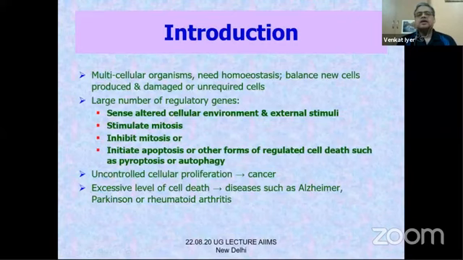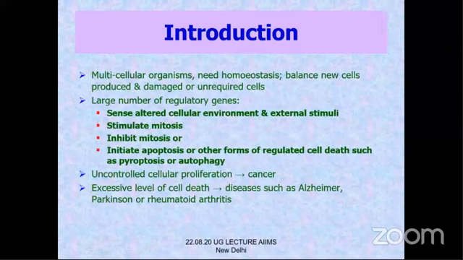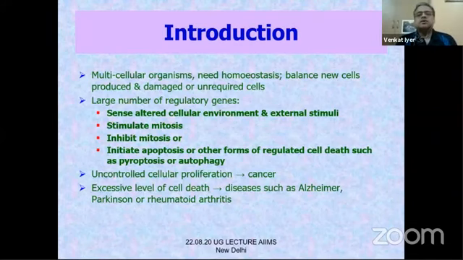So why do we have this kind of endogenous death programs? When organisms evolved multicellularity, it was a very long time ago, maybe 700 million years ago. There was a need to have control over the number of cells. That means that you need homeostasis of the cell number. You have to balance new cells produced and damaged and unrequired. So you can imagine that in a bacteria, all the organisms are competing with each other. They all want the nutrients and neither of them is willing to let it go.